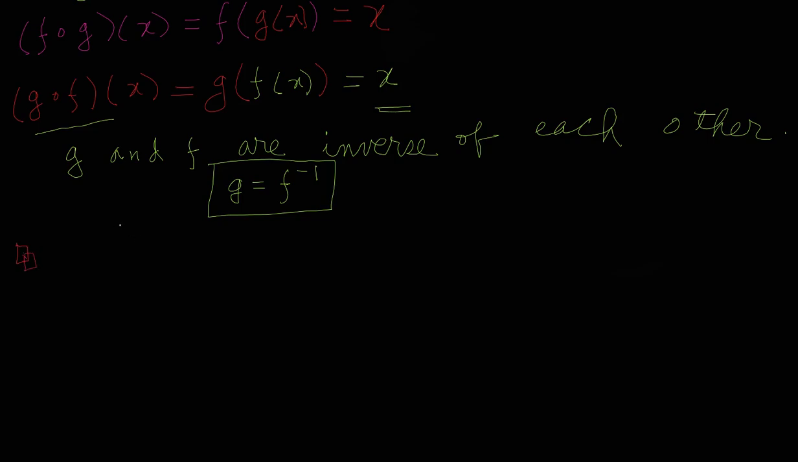Let's say I have two functions. One function is f of x equals 2x plus 3, and let's say I have another function, g of x, which equals x minus 3 over 2. So these two functions are given.